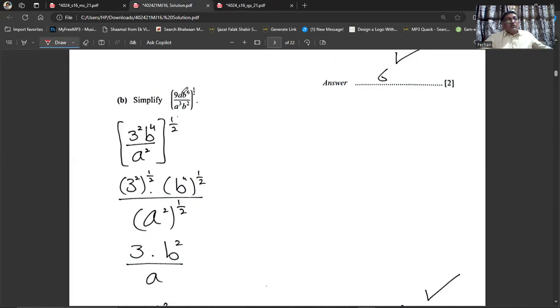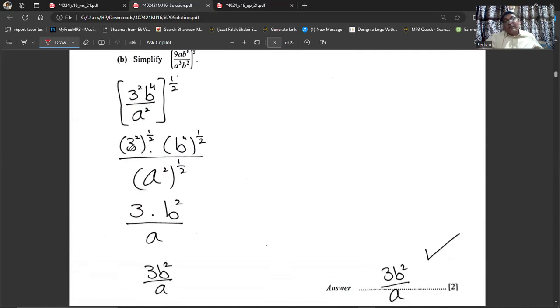Downstairs, we have a cube. Upstairs, we have a. This is a raised to power 1. This is a raised to power 3. So downstairs, I will write from this power 3, I will subtract this power 1. So downstairs, I will have a square. Now, this whole thing is raised to power 1 by 2. So this 1 by 2 power is for all of them. So I will give them all the 1 by 2 power.